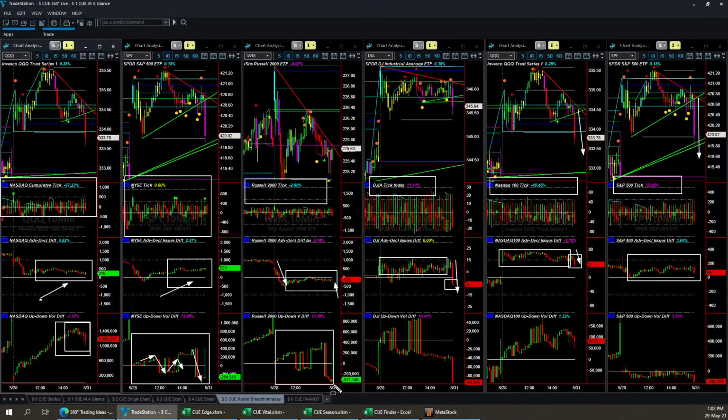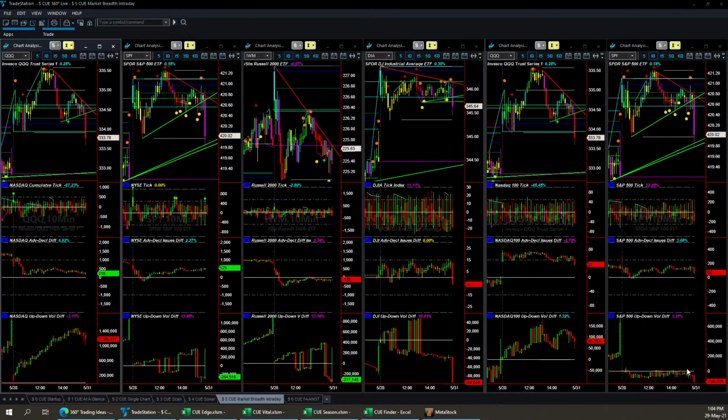For Russell 2000, similar to NYSE, interestingly. No bullish picture, no bearish picture, mixed. Closing is bearish. Dow Jones, this is a bearish picture. Nasdaq 100 up-down volume bullish, but S&P 500 up-down volume bearish throughout the day. This is a very mixed picture. Somewhat confusing, and that may be partly because of the long weekend holiday.